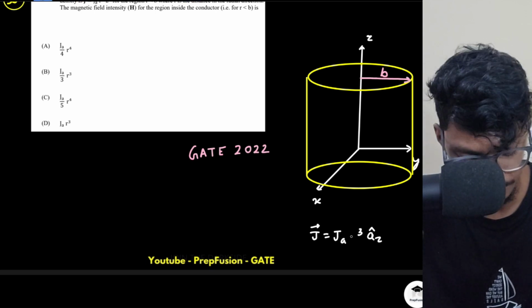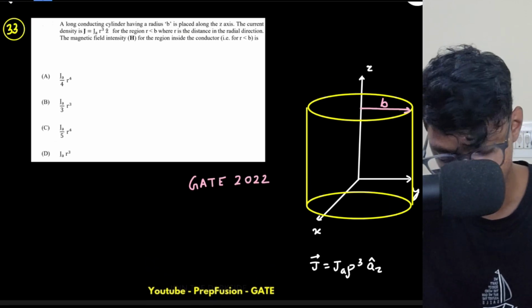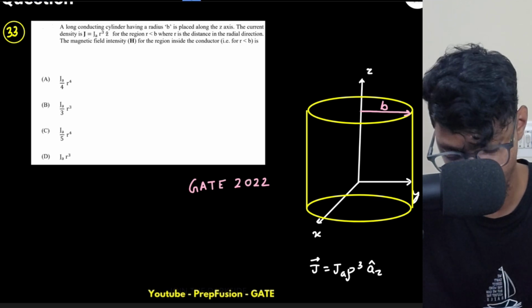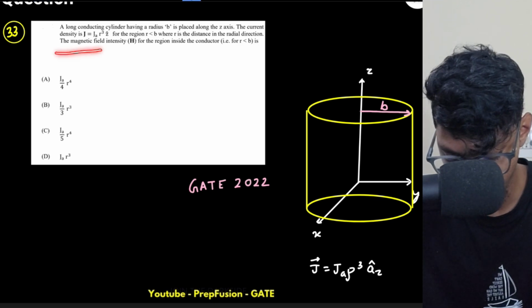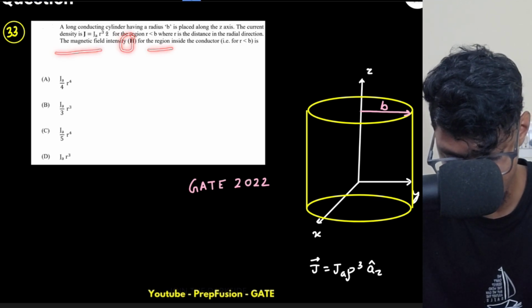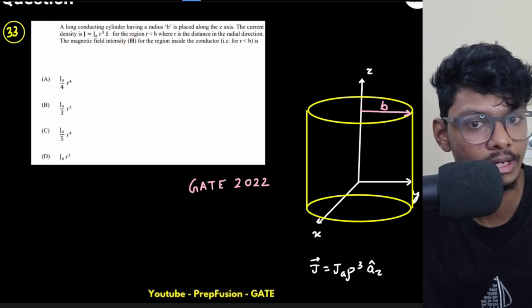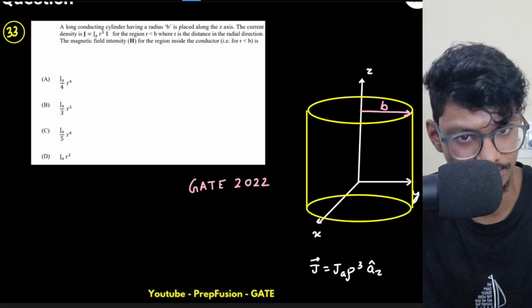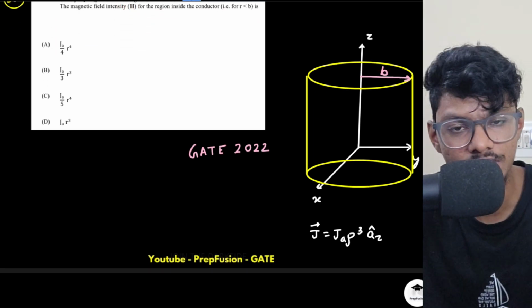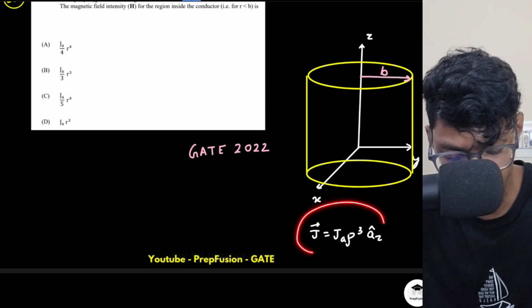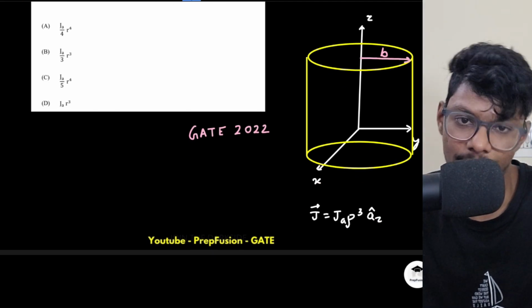It's my freedom, so I will do anything. I will use the cylindrical coordinate system, so I will replace r with rho. The magnetic field intensity H for the region inside the conductor will be, what will be the magnetic field inside the conductor? So how do I actually find this out? They have given me the current density, so I have to use Ampere's law again.